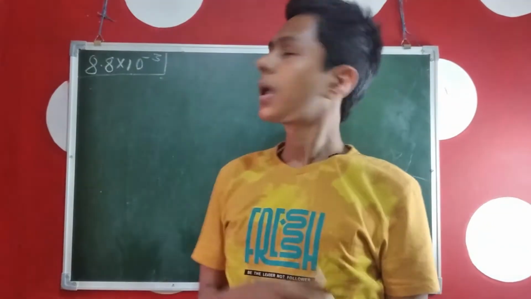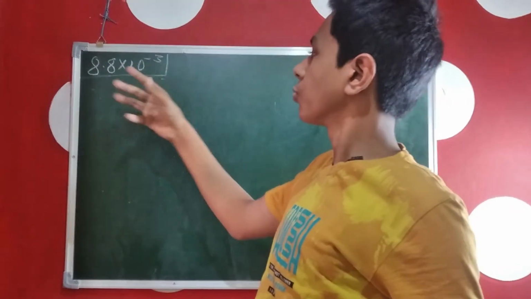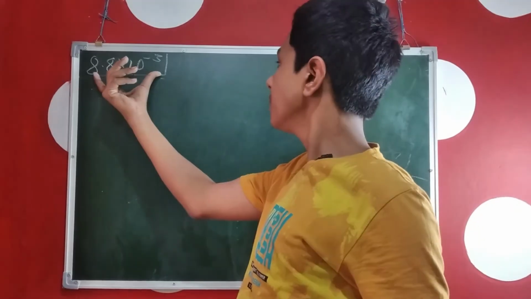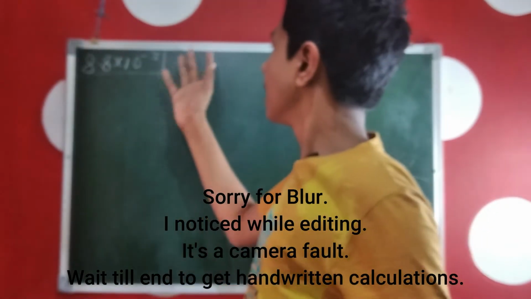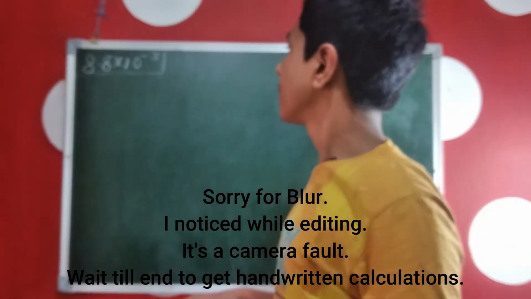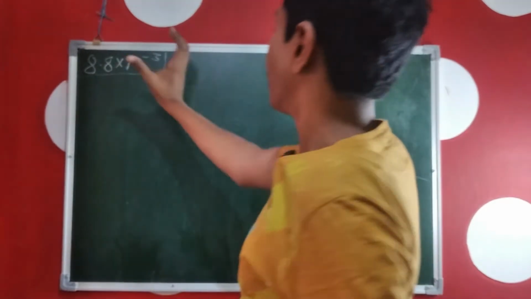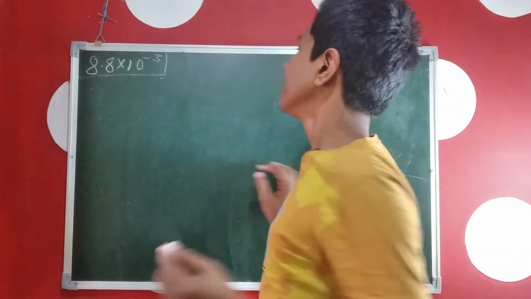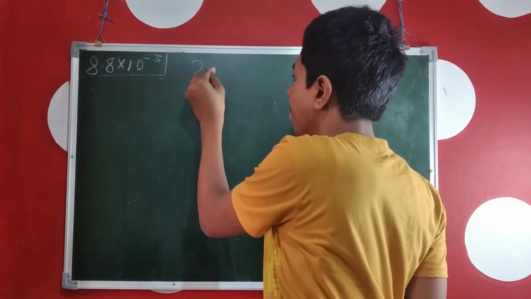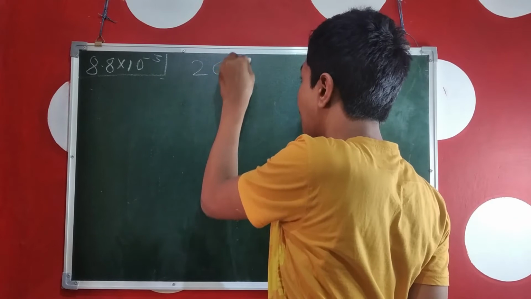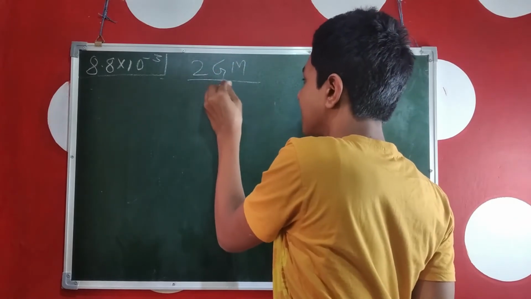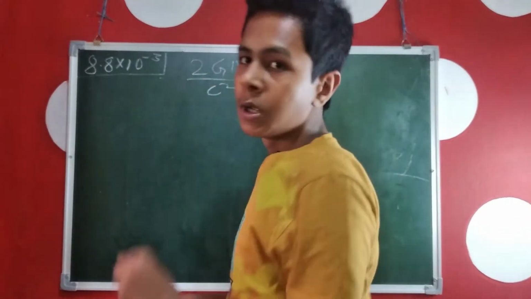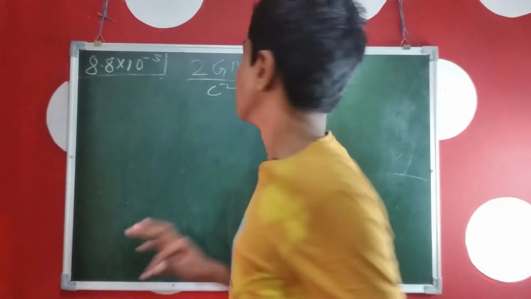Let's go further. Okay, so 8.8 into 10 to the power minus 3. I wrote the value there because we remember that. We finally write the units after that, and it takes a lot of space, so I wrote it in the corner. So what were the components in the formula? 2, G, M, c square. Okay, 2 is a constant, it has no units.